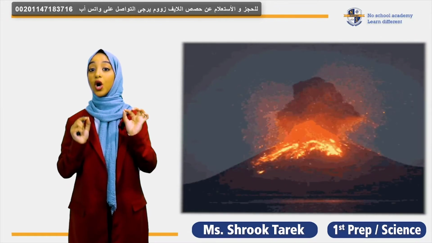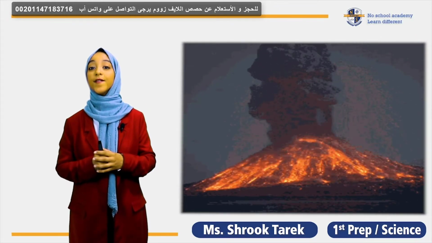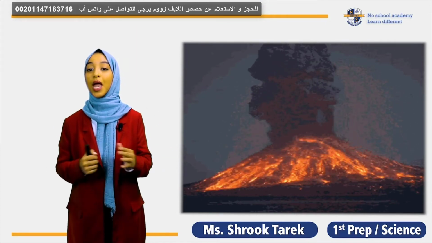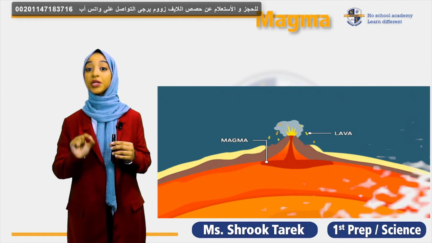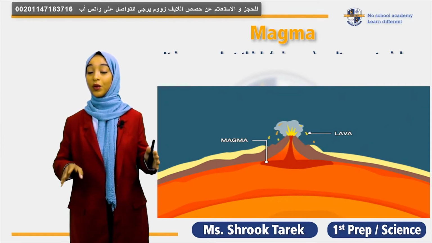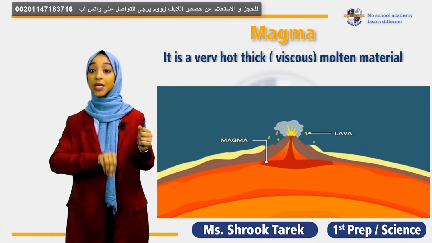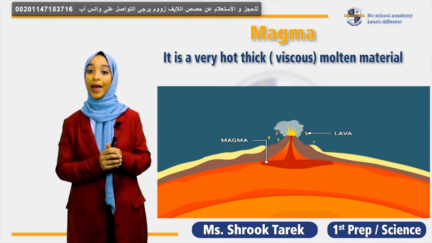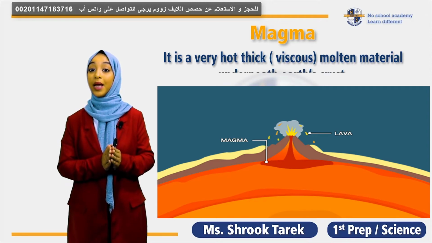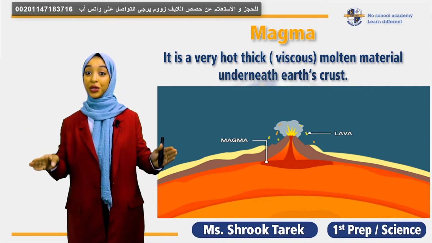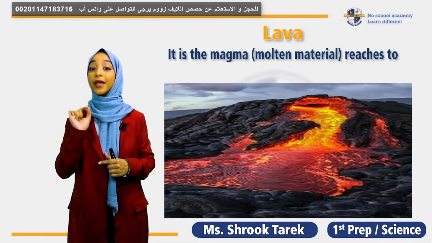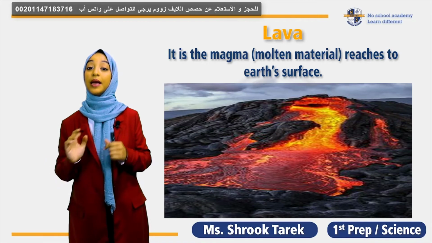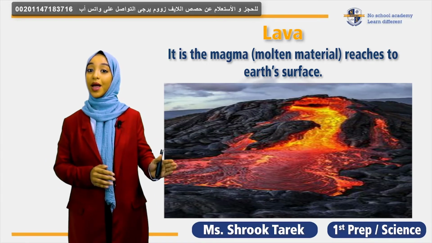Magma is very hot, thick, viscous, molten materials. طيب موجودة فين؟ موجودة underneath the earth's crust. يبقى لو احنا عندنا volcano, the hot material present inside the volcano, which is underneath the earth's crust, is called the magma. طيب إيه اللي بيحصل لما الماجما reaches the earth's surface and a volcanic flow happens? Yes, now it's called lava. يبقى لازم نبقى عارفين الفرق ما بين الماجما and the lava.